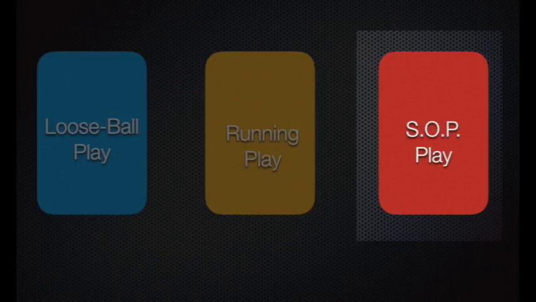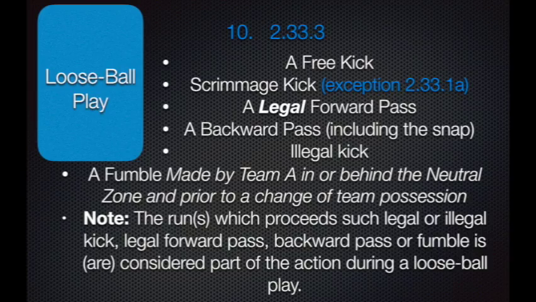So let's just take a look first here in Rule 10 at what exactly is a loose ball play. And we find this also in 2.33.3. These are types of loose ball play: a free kick, a scrimmage kick, a legal forward pass, a backward pass, including the snap, an illegal kick, a fumble made by Team A in or behind the neutral zone and prior to a change of team possession. And then here's an important note. The runs which precede such legal or illegal kick, legal forward pass, backward pass, or fumble is or are considered part of the action during a loose ball play.